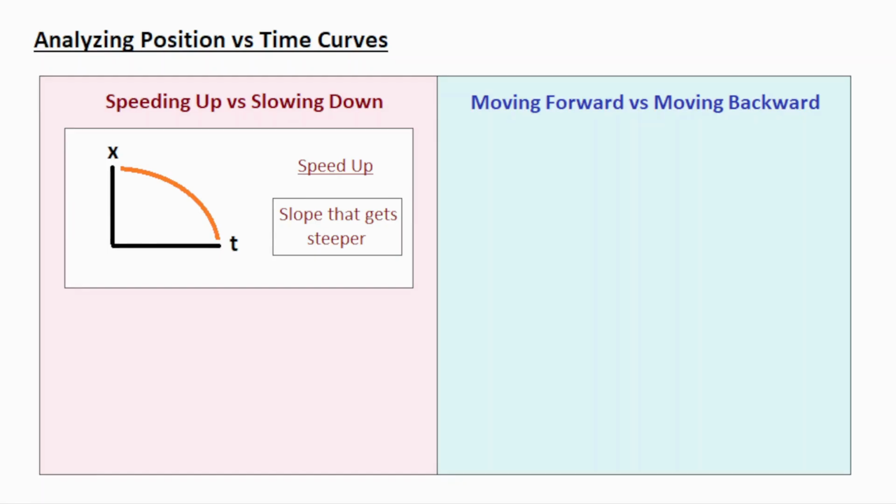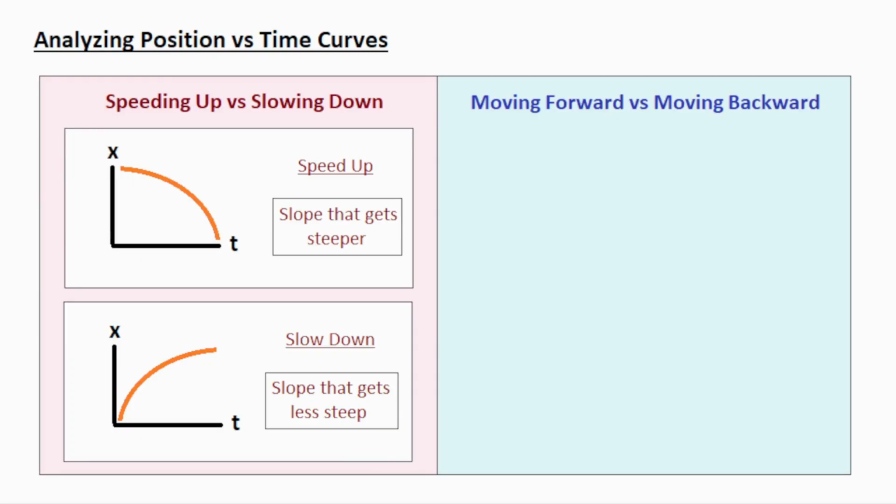Is the slope getting steeper over time? That would show an object that is speeding up. Is the slope getting less steep over time? That would show an object that is slowing down.